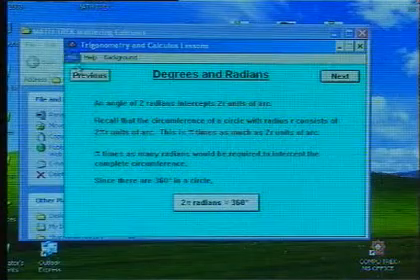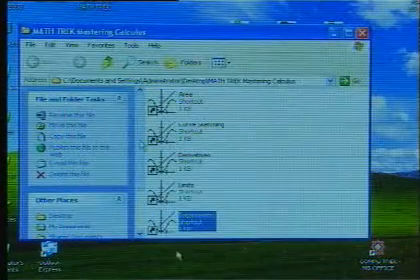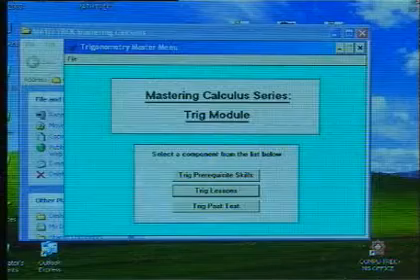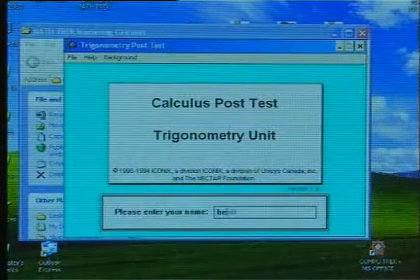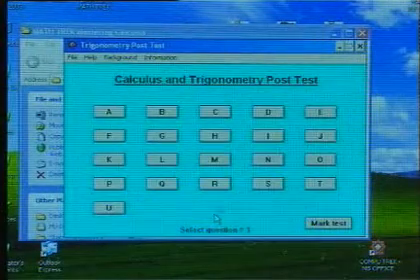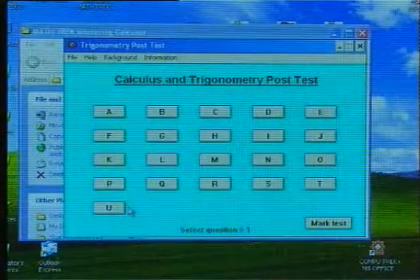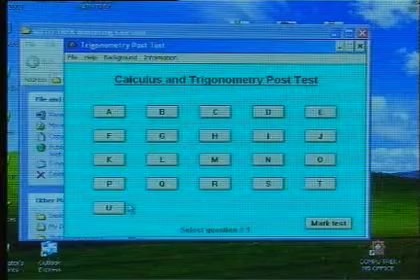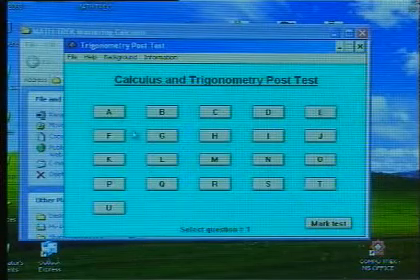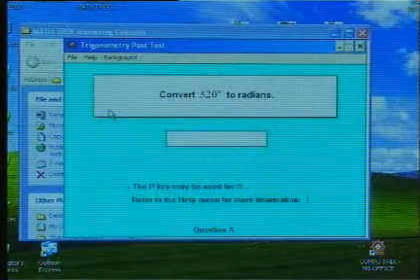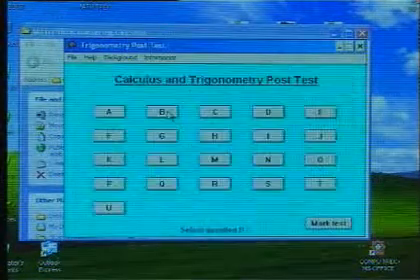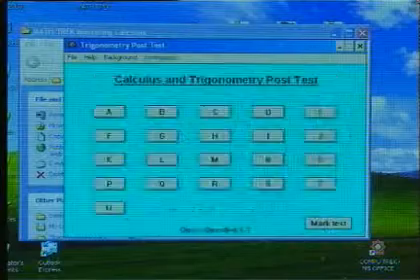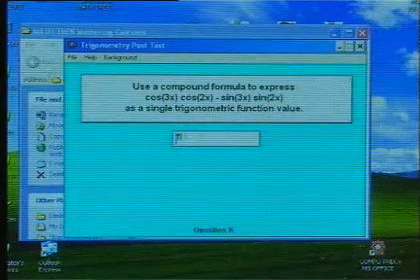After going through the lessons, we will then do a formal test. Once we have done all those lessons, we go to the trigonometry post test, enter our name again, and get our blocks from A to U. We get different types of questions under each block. Let's take the first one, block A. We get our question and enter our answer. Let's take block B, we enter our answer, and let's take G for instance, and K.